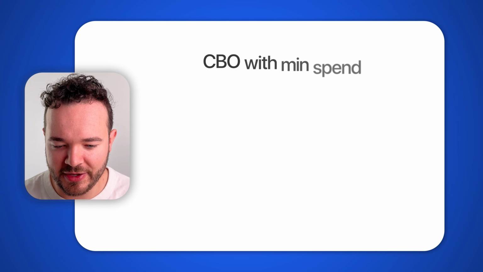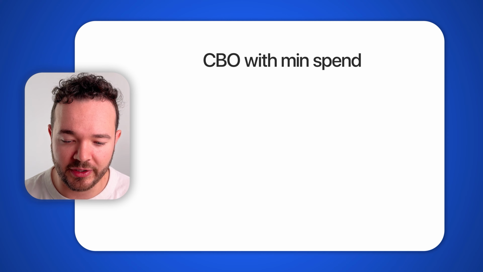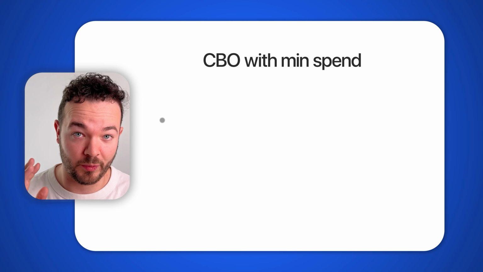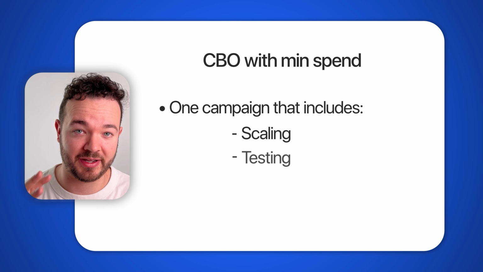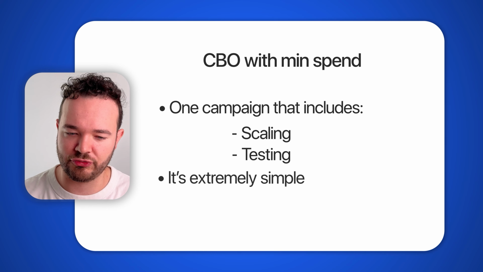You want to lean into Facebook's prediction model on what it thinks an ad will do well. And this is right most of the time. Obviously, there's exceptions and Facebook will miss things, but on the whole, it's actually really good. It's something that I would lean into so that you can decrease your cost per testing, because now it will allow you to test more and find more winners. So a CBO with min spend is a really, really effective way to have one campaign that includes all your scaling and testing, and it's extremely simple.